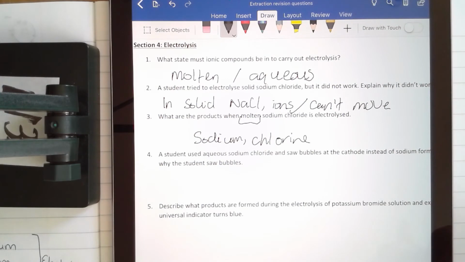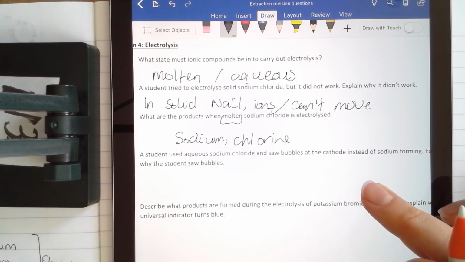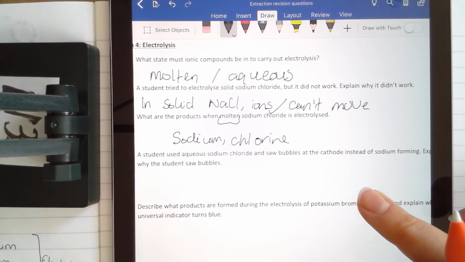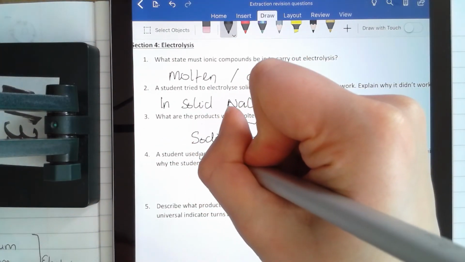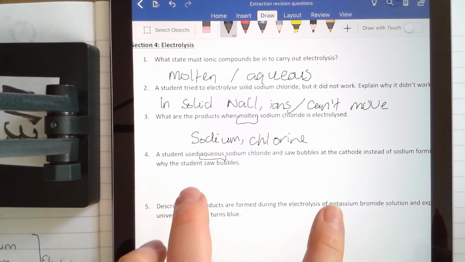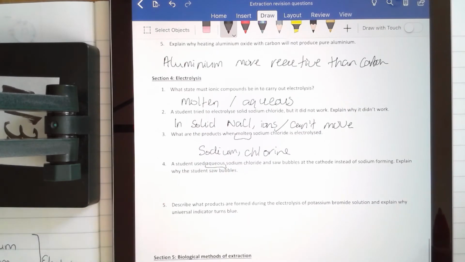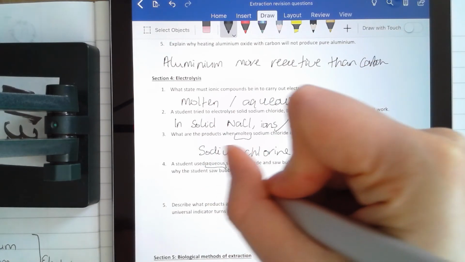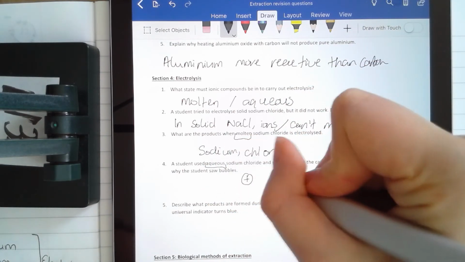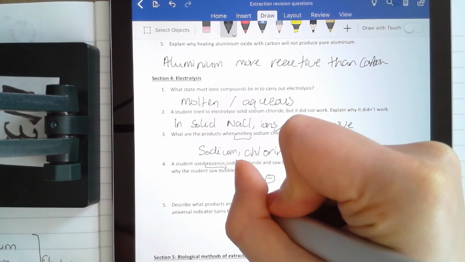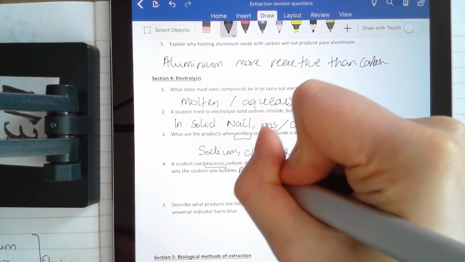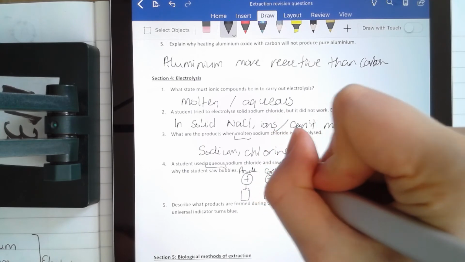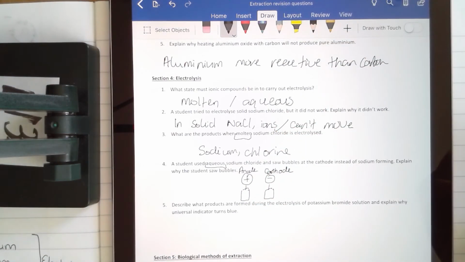A student used aqueous sodium chloride and saw bubbles at the cathode instead of sodium forming. Explain why the student saw bubbles. If it is aqueous, it means I've also got water in there, which means I've got H plus and I've got OH minus. They're telling me I'm seeing bubbles at the cathode. I'm just going to draw myself a little diagram. There's my two electrodes. This is my anode, and this is my cathode. They're asking me why I'm seeing bubbles at the negative electrode.